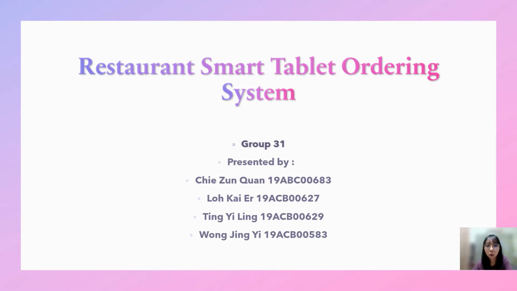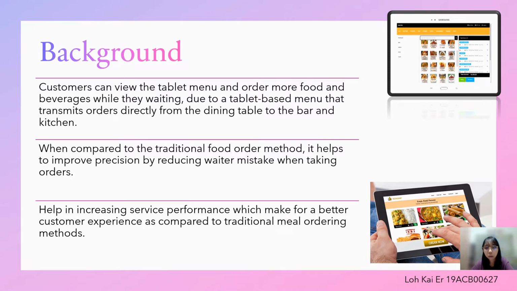I will first talk about the breakdown of the system. Customers can view the tablet menu and order more food and beverages while they are waiting. Due to a tablet-based menu that can transmit the order directly from the dining table to the bar and kitchen, when compared to the traditional food order method, it can help to improve precision by reducing waiter mistakes when they are taking the order, and help in increasing the service performance, which makes for a better customer experience as compared to the traditional meal ordering method.